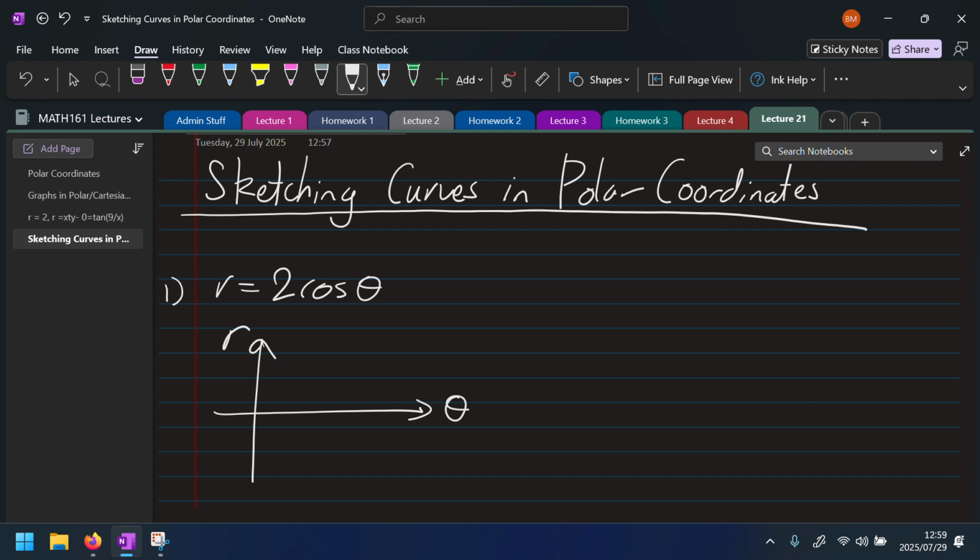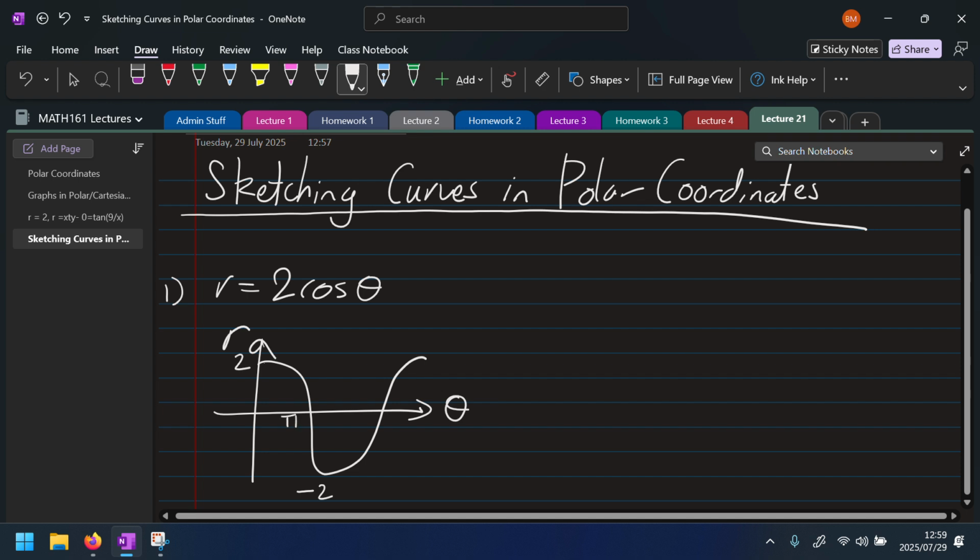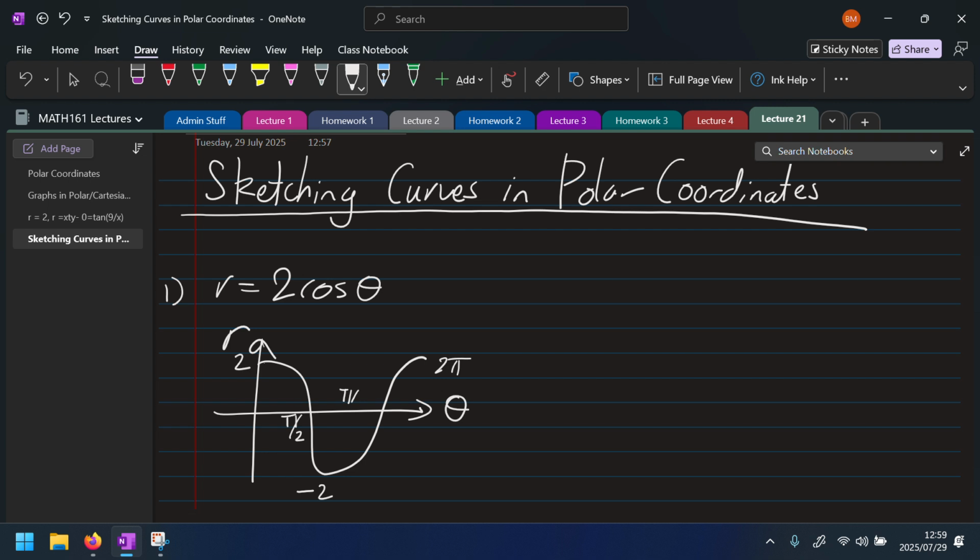Now you don't have to use this method. You can use whatever method you like. This is just one of them. Okay, so what does this look like? It's going to look something like this. So it'll be 2, minus 2, pi over 2, pi, 2 pi. Right, you know your special angles along there.